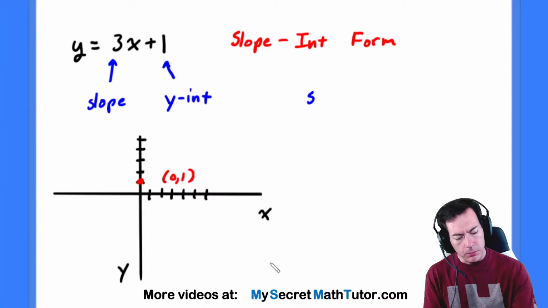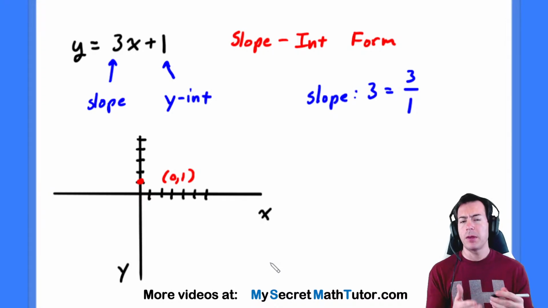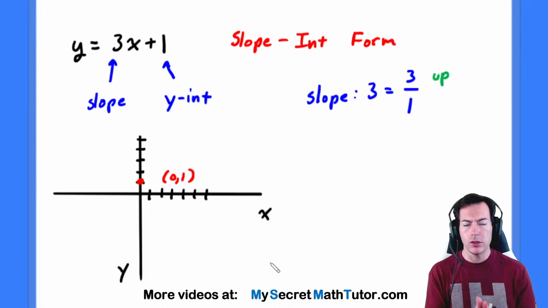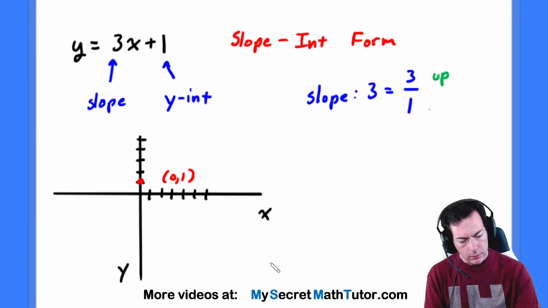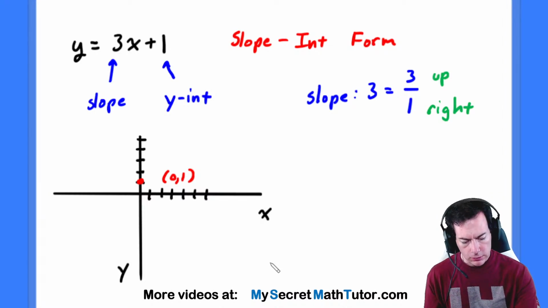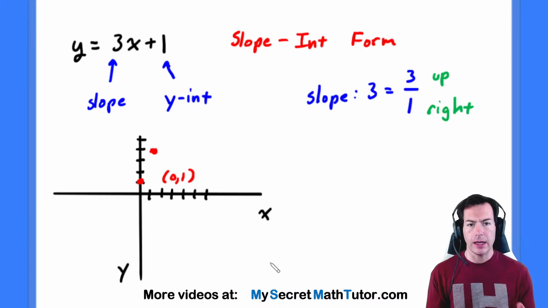What I'm doing there is I'm interpreting the slope as a fraction. So our current slope is 3, but I'm really looking at that as 3 over 1. And that tells me how I'm going to get to a new point. So this 3 is telling me I would go up 3 units. And then the 1 is what's really telling me to go to the right 1 unit. All right, so starting at 0, 1, I'm going up 1, 2, 3 to the right 1. And that would give me a second point.